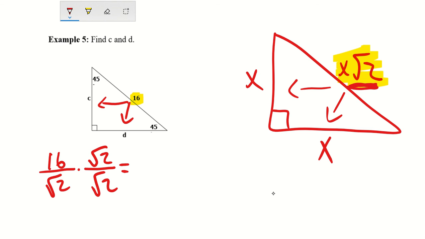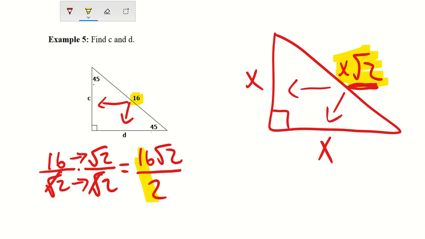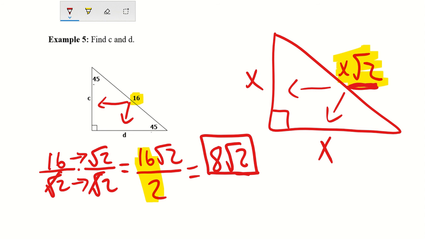Square root of 2, square root of 2. This would be 16 times the square root of 2, right? When you multiply these two, the square roots cancel. So you get that, divided by 2, and we can simplify the 16 and the 2. So that would be 8 square root of 2, right? That would be your answer for these two. 8 square root of 2, and then this would be 8 square root of 2. Okay, so that's for the 45, 45.